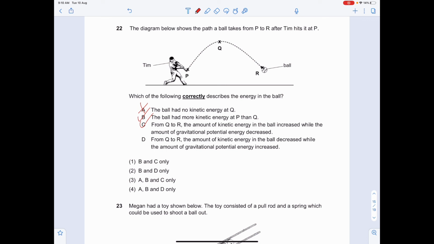From Q to R, the amount of kinetic energy in the ball decreases while the amount of gravitational potential energy increases. This is definitely wrong. Why? Because in terms of height, your height is decreasing, and height is one thing that increases GPE. So your GPE should also decrease and not increase. So in this case, your answer is B and C.